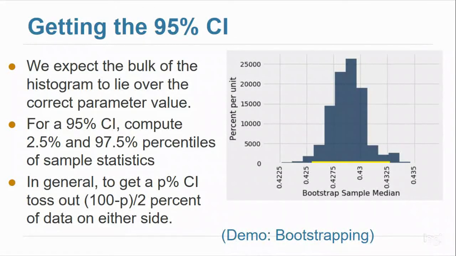In general, to get a p% confidence interval, what we'll do is subtract p from 100 and divide by 2. That will tell us how many percent of the data we need to throw out on either side of the confidence interval, and that will produce for us the correct confidence interval that we're looking for. Let's look at a demonstration of this in the IPython notebook.